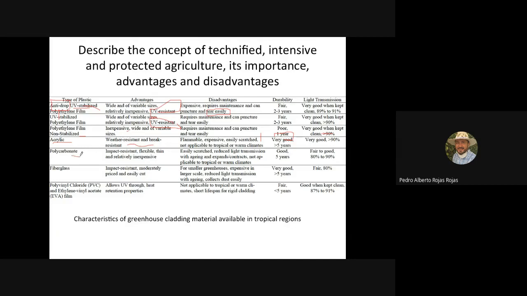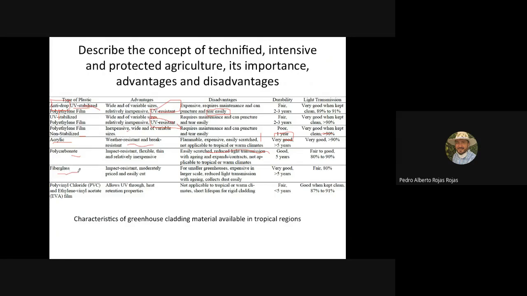The next one is polycarbonate. It has the advantages of being impact resistant, flexible, thin, and relatively inexpensive. But as a disadvantage, it is easily scratched and has reduced light transmission. It is good for durability and has more or less good light transmission.